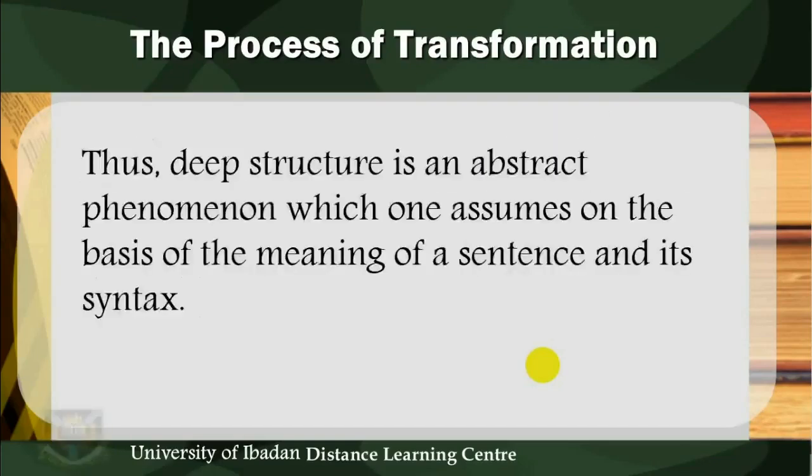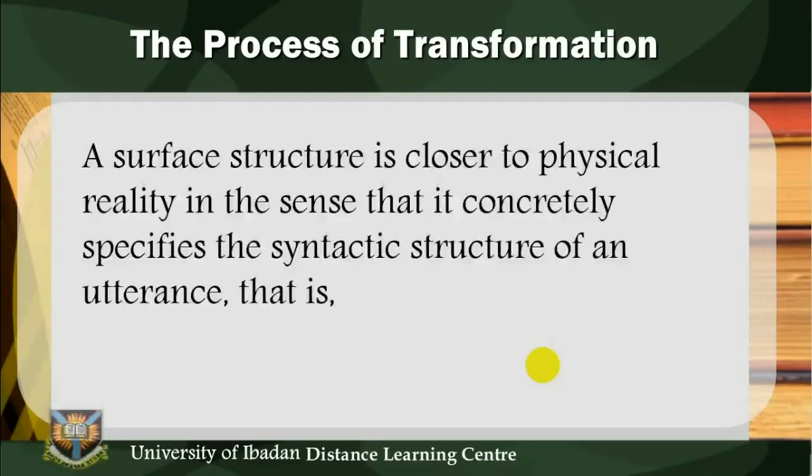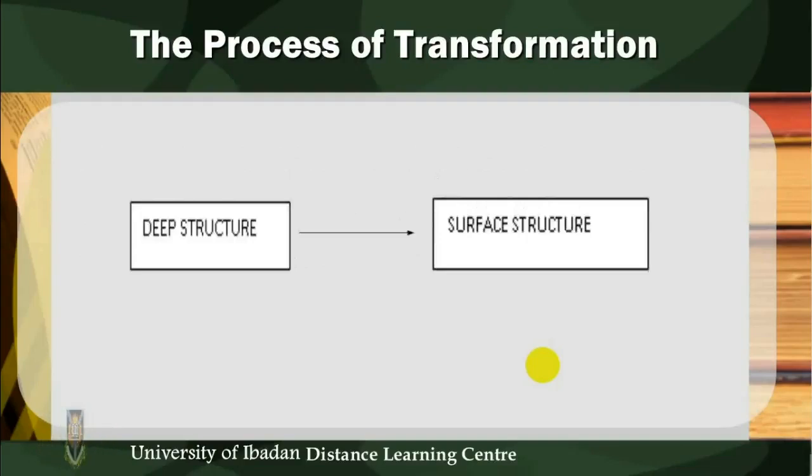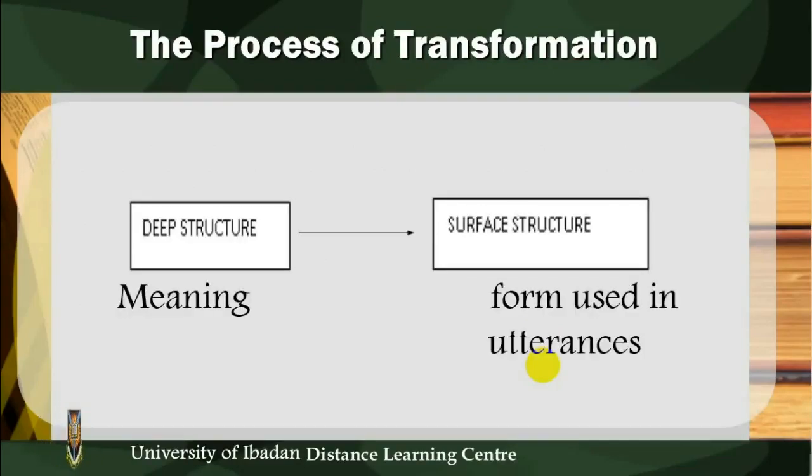Thus, deep structure is an abstract phenomenon which one assumes on the basis of the meaning of a sentence and its syntax. A surface structure is closer to physical reality in the sense that it concretely specifies the syntactic structure of an utterance. That is, deep structure, meaning, arrow, surface structure, form used in utterances.